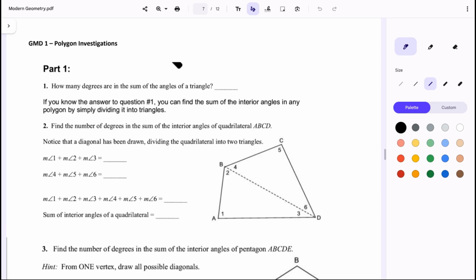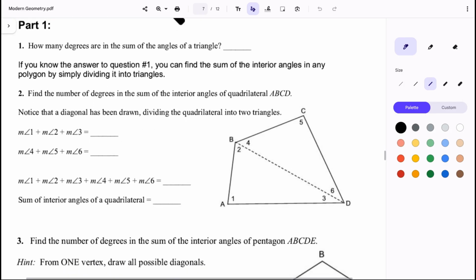To do that, I want us to take a look at our notes here and start answering some of these questions. This first one we just talked about: how many degrees are in the angle sum of a triangle? You said 180 degrees. That's something we're familiar with. We've used that a lot to help us with problems in the past. What they're saying is if you know that there are 180 degrees inside of a triangle, you can use that to help you find the sum of the interior angles in any polygon by cutting that polygon up into triangles.